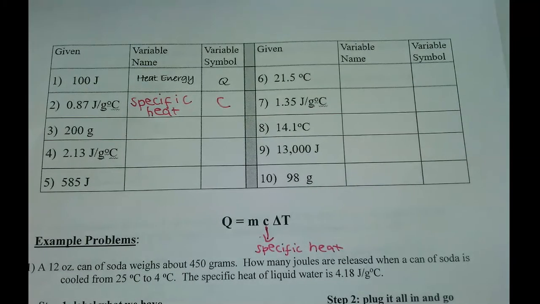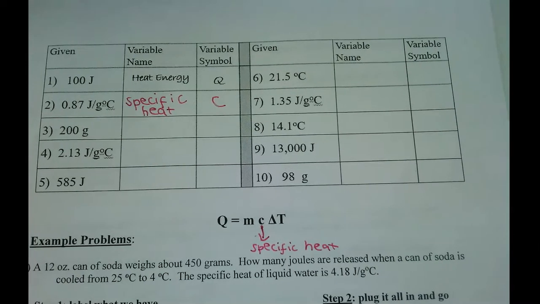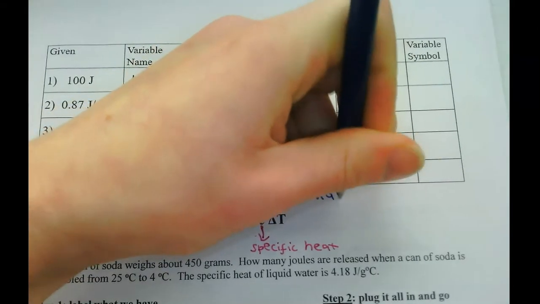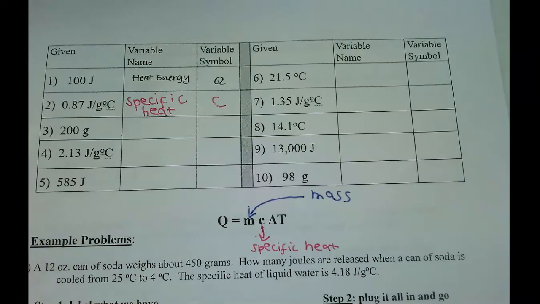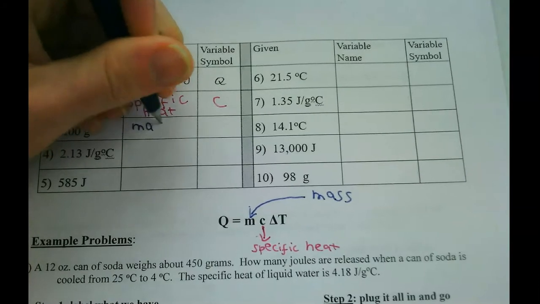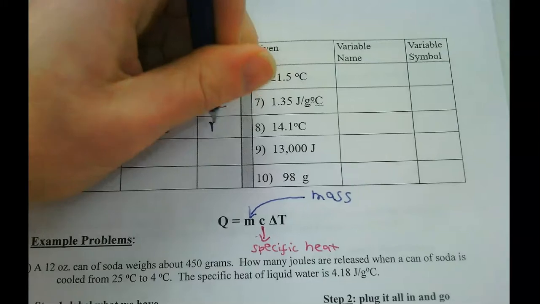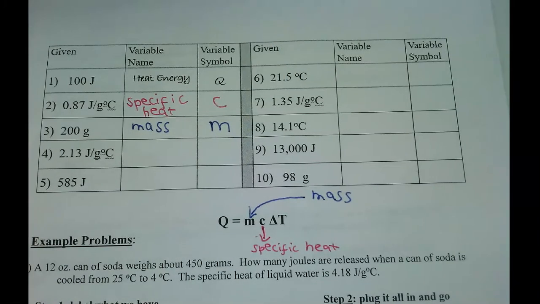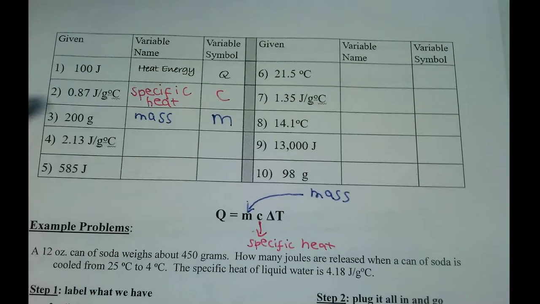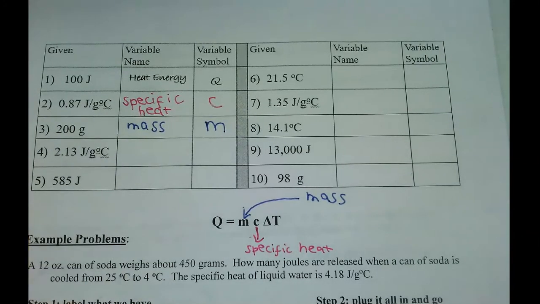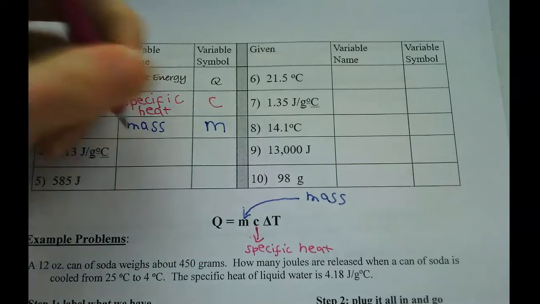All right, our next one says 200 grams. That is the M in this equation. That is mass, and its symbol is an M. Once again, we see this longer one that looks like there's a bunch of symbols in there, that's going to be your specific heat.